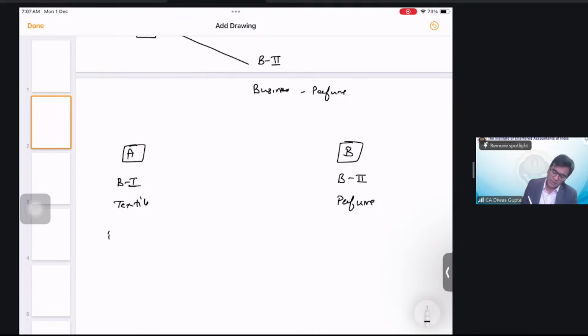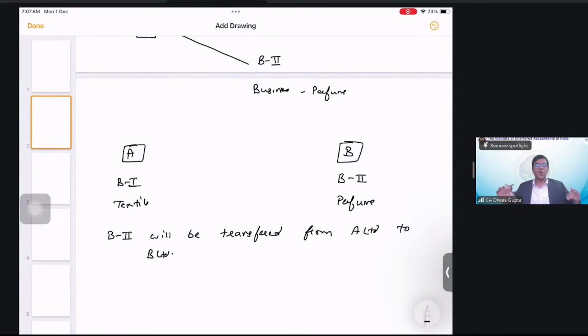So business 2 will be transferred from A Limited to B Limited. So this is called a demerger, students, in which we are demerging one of the business segments to another company.